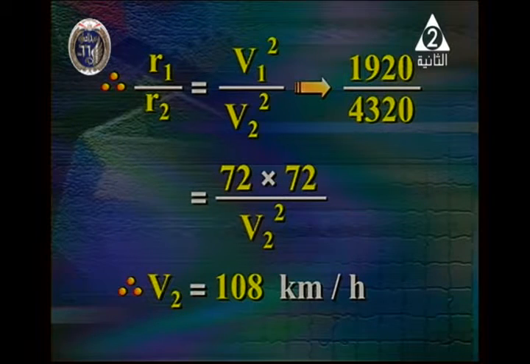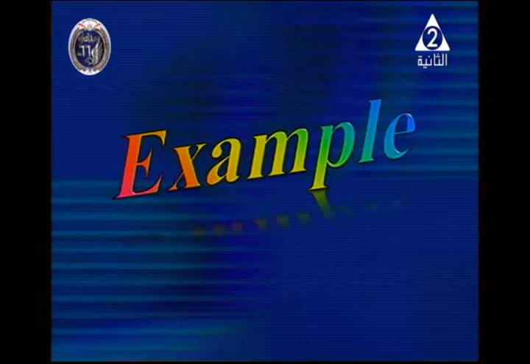Remember, dear student, we have the main relation between R and V: R1 over R2 equals V1 square over V2 square. By substitution in this equation, find the value of V2, the velocity of the train when it reaches the maximum, then V2 equals 108 kilometer per hour. Now we translate to an important example.